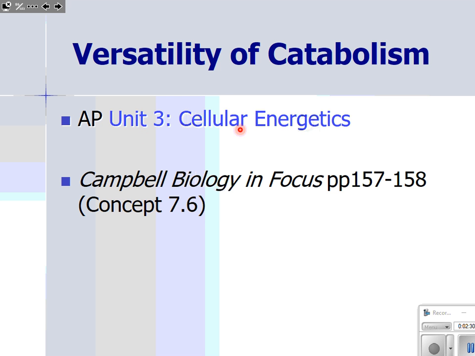This is still part of our unit on cellular energetics. Specifically today we're covering concept 7.6 in the Campbell Biology in Focus textbook. That's pages 157 and 158.